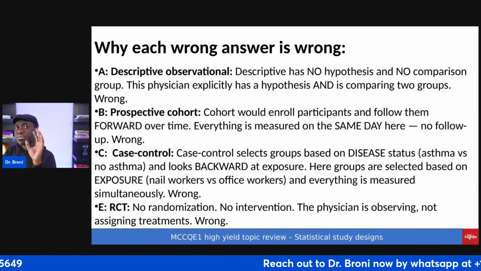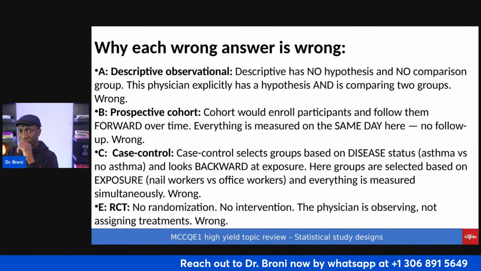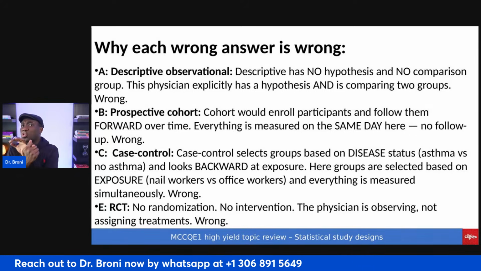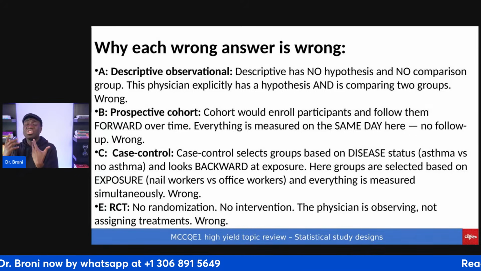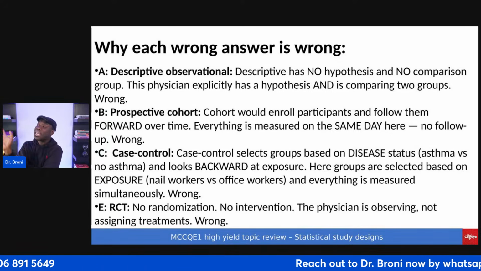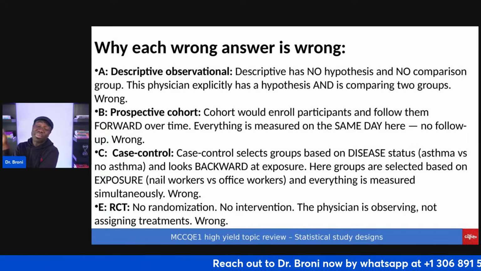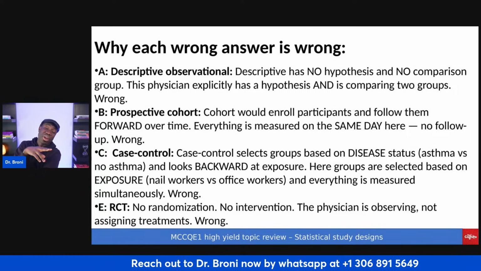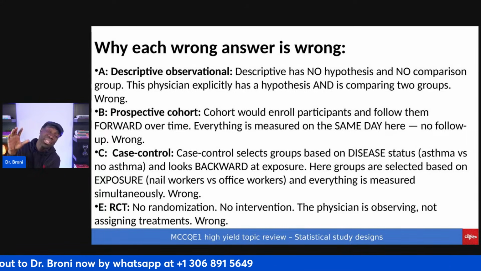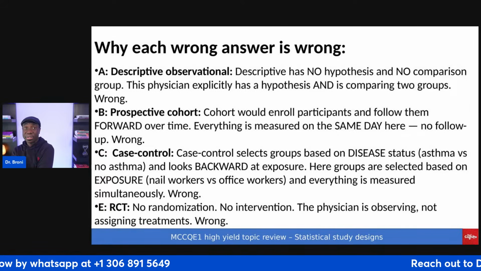And I'm going to leave the rest of the answers there. A, why is A wrong? Descriptive has no hypothesis. Remember, we said that in descriptive study, you are just sitting at a window and you are just observing people and you are just writing. This person is tall, this person is short, this person is wearing red, this person is running, this person is walking slowly, this person is in a wheelchair, this person is driving a Tesla. That's what you are doing, right?